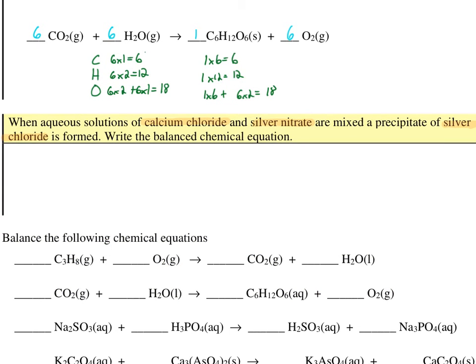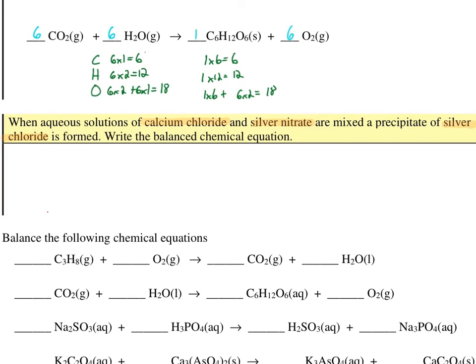For this next problem, we have a little bit of practice with nomenclature, as well as practicing analyzing a question. You see aqueous solutions of calcium chloride and silver nitrate are mixed. So these two chemicals are reactants, and we're told a precipitate of silver chloride is formed, so this is the identity of our products.